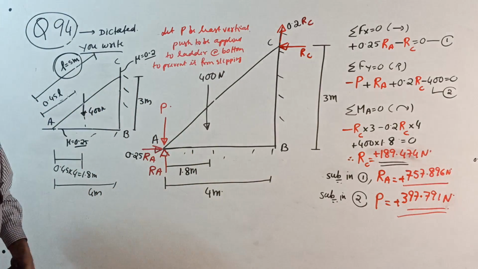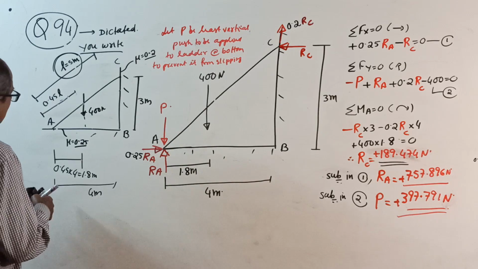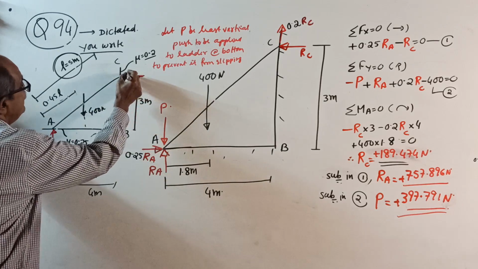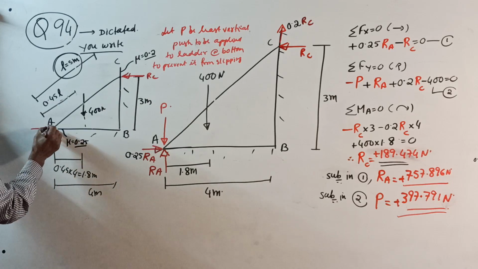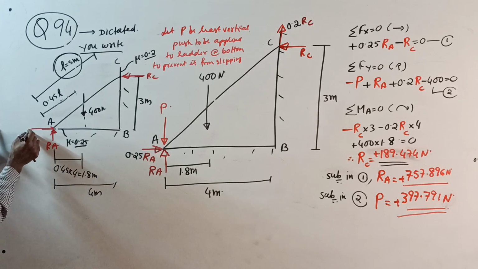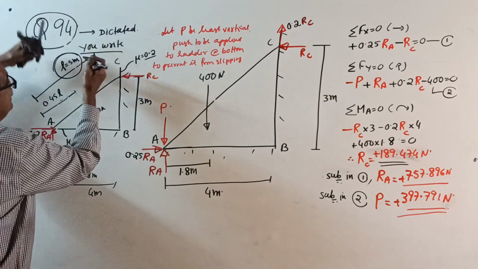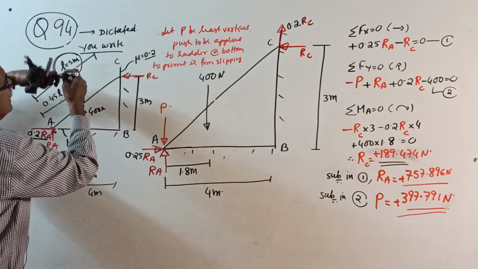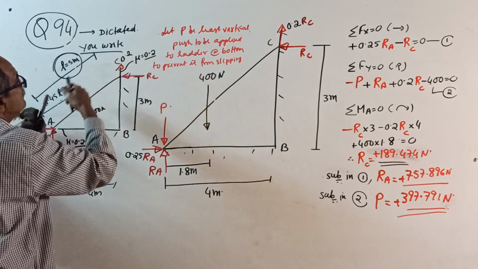Then write the usual statement of limiting friction. Write RA, RC. The ladder slips this way, so the friction force here is 0.2 times RA. Here limiting friction, you should write correctly, FF limit at A, right. Here FF limit at C is not this way, it is 0.2 times RC.